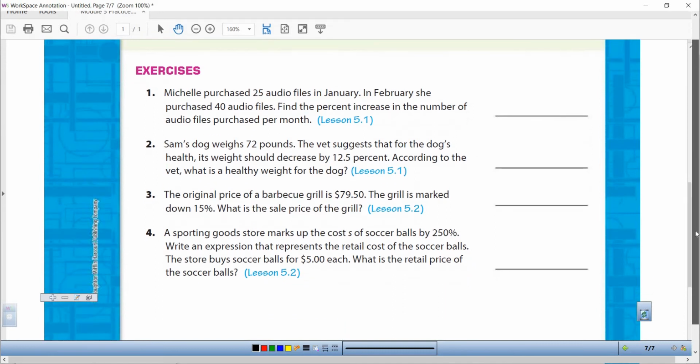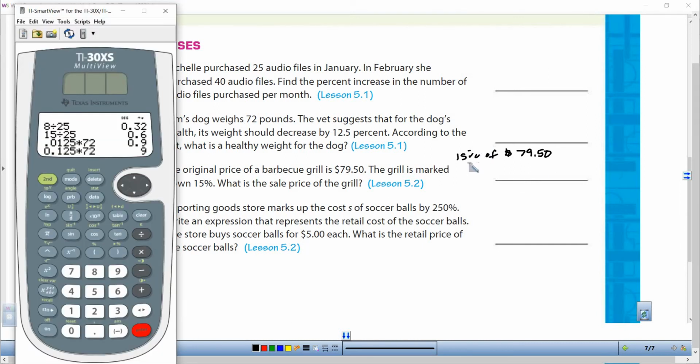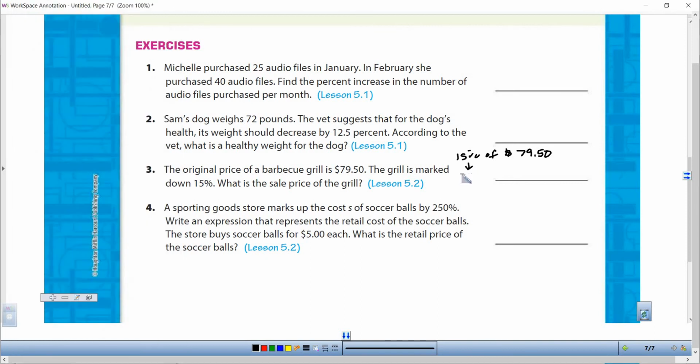I'm going to clear it out, make it a little cleaner here. The original price of a barbecue grill is $79.50. The grill is marked down by 15%. What is the sale price of the grill? So what do we have to find? We have to find 15% of $79.50. So again, 15%. I'm going to change it to a decimal, 0.15. Of is going to tell me to multiply times 79.50, and I'm going to remember that my answer is money.